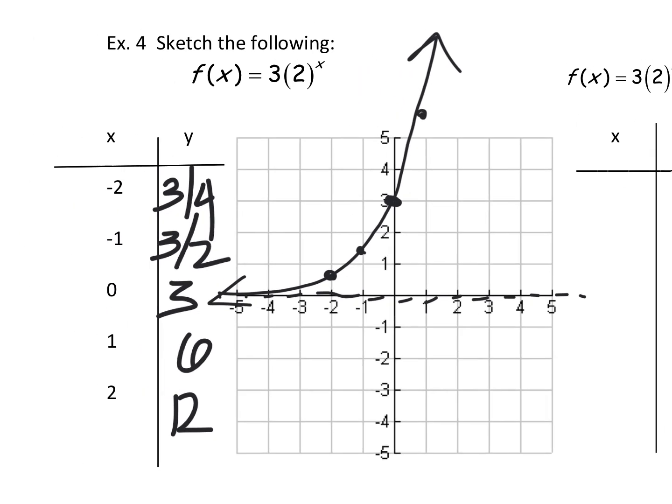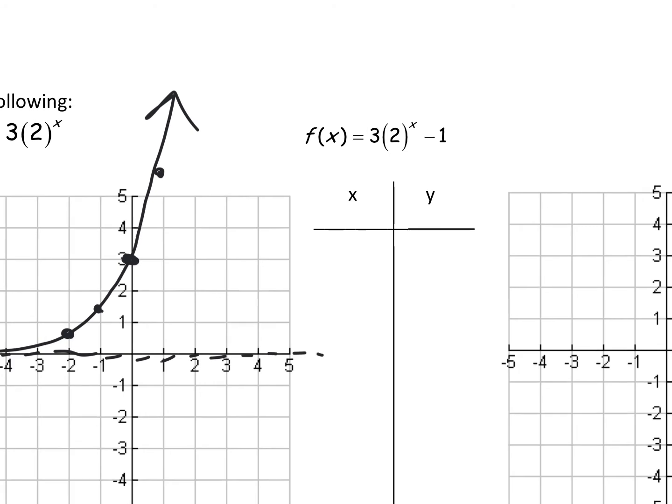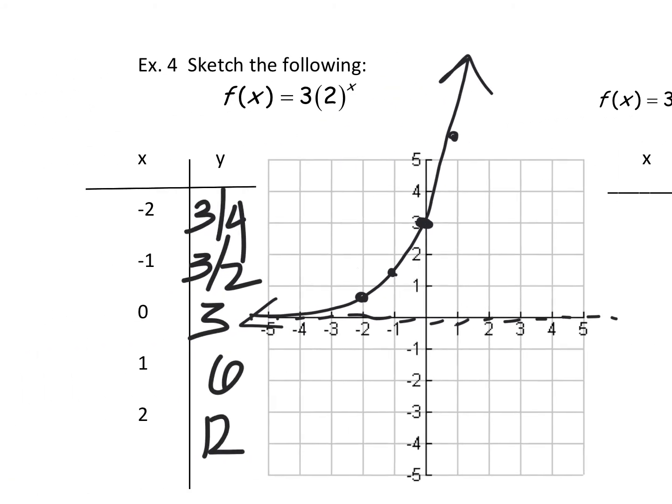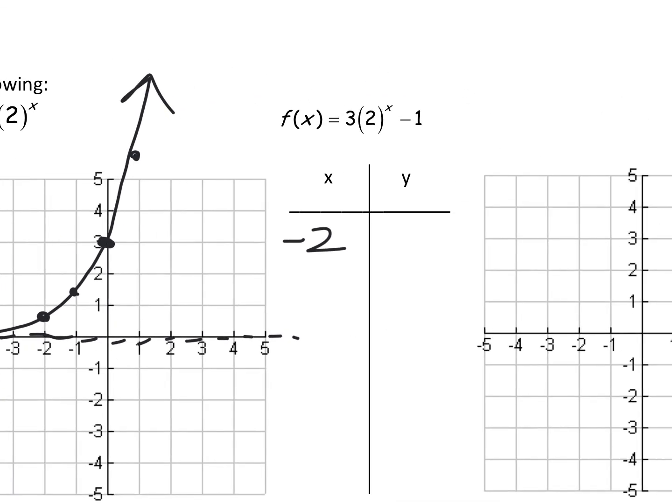Okay, so now hopefully we can go through input output. Hopefully you see that if we treat this as our parent function, then this function over here is just this all shifted down 1. But maybe I'll do a couple of values. Let's look at -2. If I plug in -2, I get 2 to the -2, which is 1/4. 1/4 times 3 would be 3/4, but now it's subtracting 1, so it'll be 1 less than that, which if I did those calculations would be -1/4.